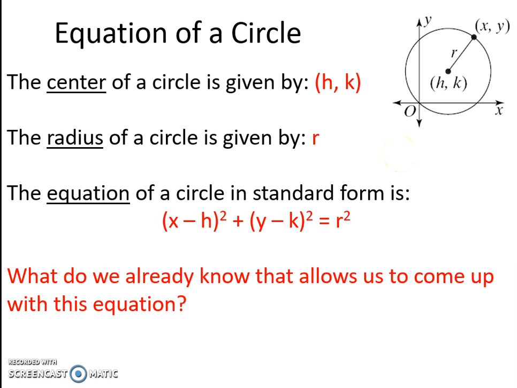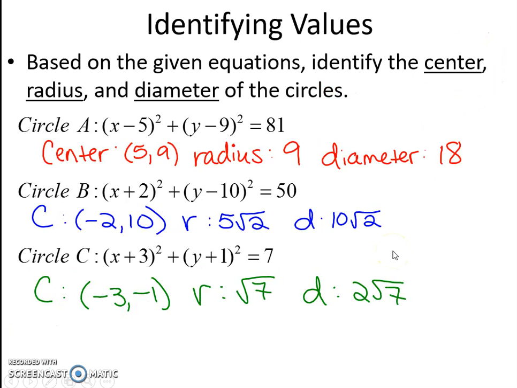What do we already know that allows us to come up with this equation? Pythagorean theorem. This is a squared plus b squared equals c squared, kind of thing, right? Kind of the same concept, because if I draw a line, it's going to be like a right triangle in a way.